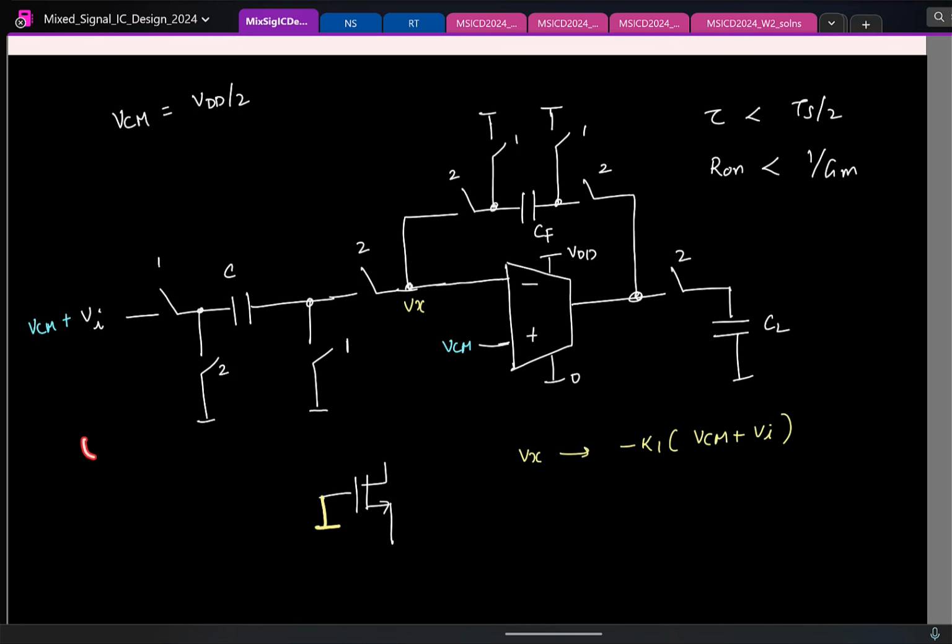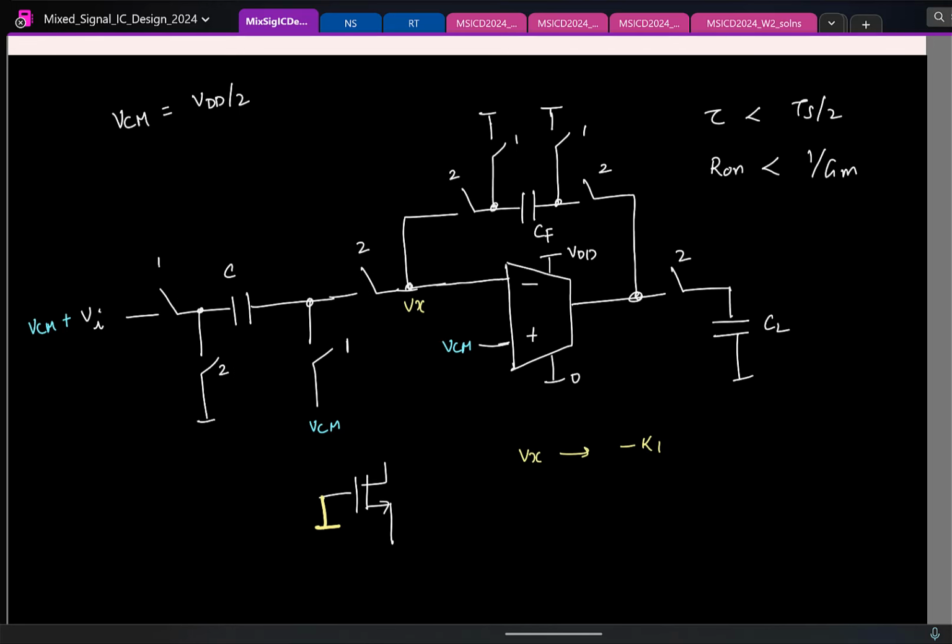So what change should I do here so that I sample only Vi across the capacitor? Yeah, instead of sampling it with respect to ground, I sample it with respect to the same common mode voltage. So now the capacitor is charged only to the required small signal Vi. So now what will this voltage jump to? I mean, minus K1 times Vi. This is okay, but still not great, right?